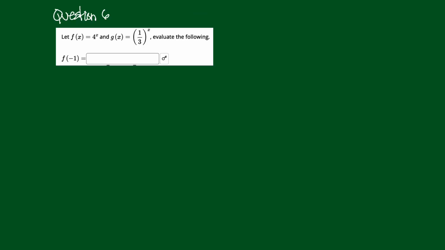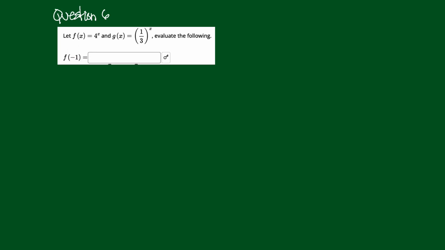And again, here in question 6, we're given two functions, f and g, but we're asked only to evaluate -1 using f. So I'm going to take that -1 and put that into the f function. So -1 I'm going to put right up here. So I'm going to get f of -1 is equal to 4 to the -1, that's just 1/4. So f of -1 is 1/4.